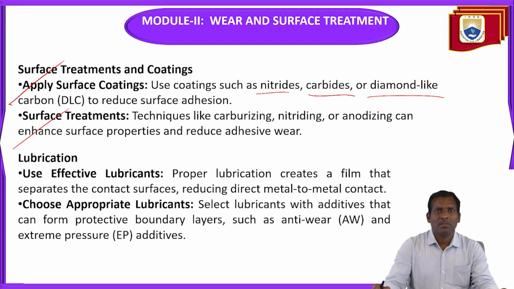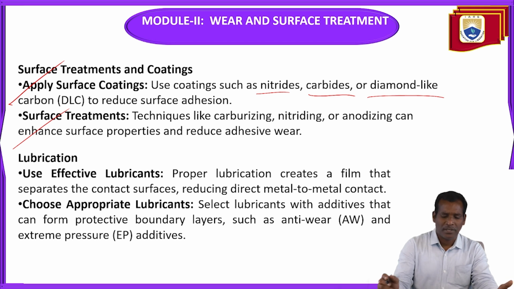So, the lubrication part. Use effective lubricants. Proper lubrication creates a film that separates the contact surfaces, reducing direct metal to metal contact. So choose appropriate lubricants. Select lubricants with additives that can form protective boundary layers, such as anti-wear and extreme pressure additives.